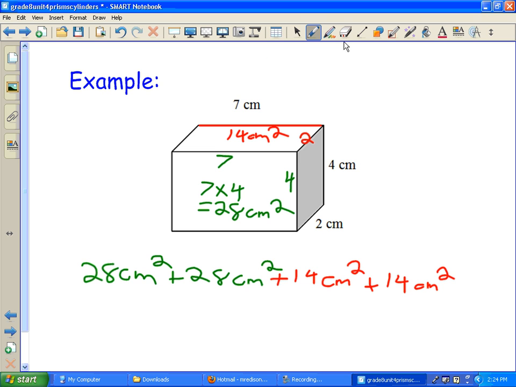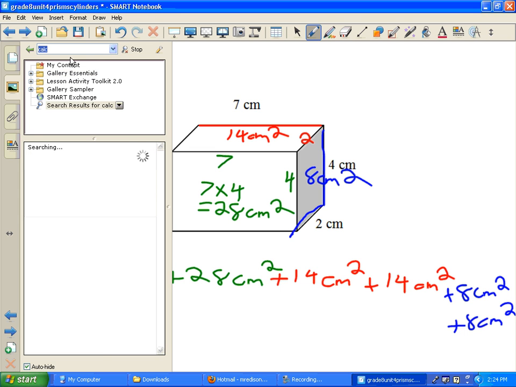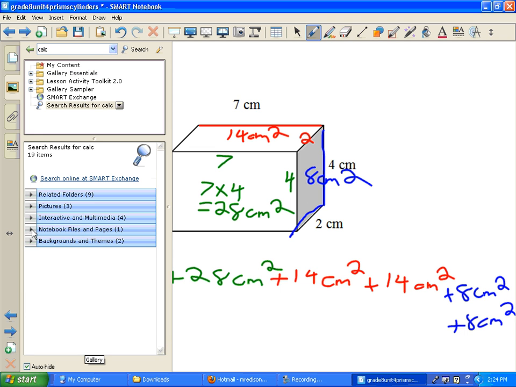The only sides we got left to do now is this one and the other one that you can't see. So let's do it again. It's a square again, or a rectangle. So this side times this side. So it's 4 times 2 is 8 centimeters squared. So I will add 8 centimeters squared plus 8 centimeters squared. Now if I go ahead and add all of that up, I'm going to use a calculator for this one just for the sake of time.